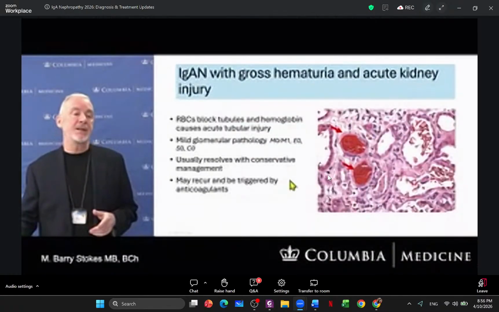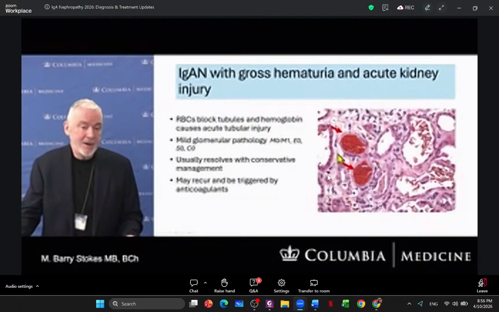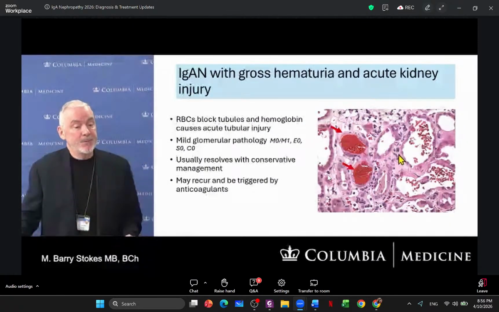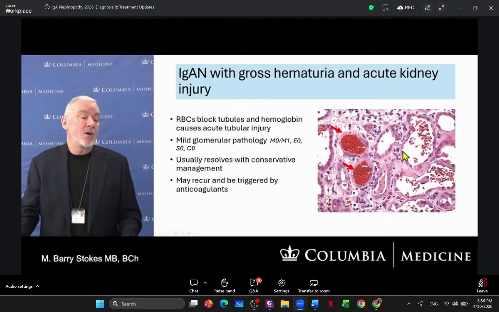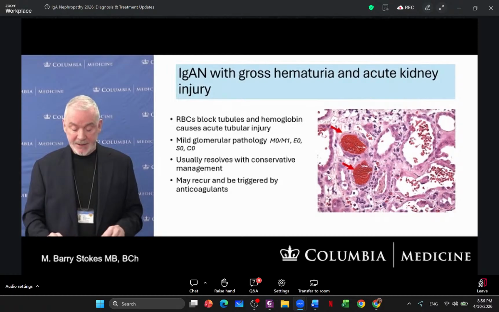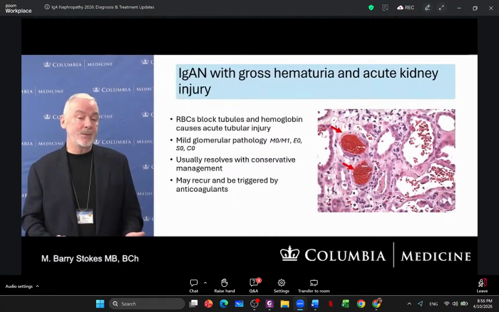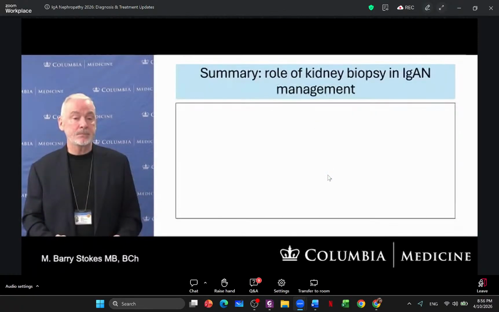And this is a condition where you don't want to give immunosuppression or aggressive treatment. This is something that usually eventually will flush out of the kidney and the tubules will regenerate. So it's managed conservatively. We do see this sometimes in older patients who are on anticoagulants like Coumadin, and it can recur more than once. So it's something to consider. Older patients, particularly if they're anticoagulated, presenting with AKI, have a biopsy showing IgA nephropathy, but very little pathology in the glomeruli, but a lot of red cells. Consider the possibility of tubular injury from RBC casts.